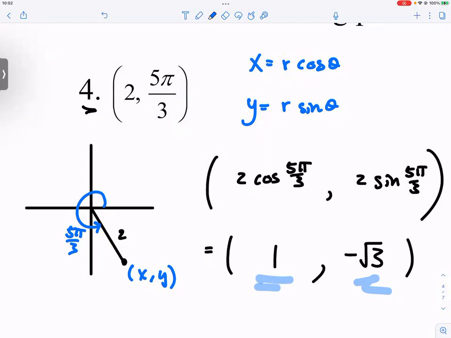Yes? Sine of 5 pi over 3 is root 3 over 2 with a negative. Times 2, you get negative root 3. Okay?